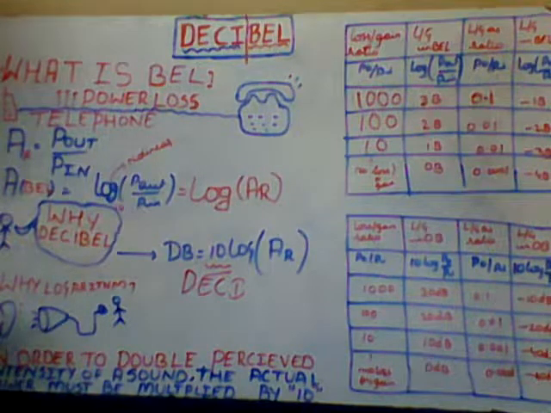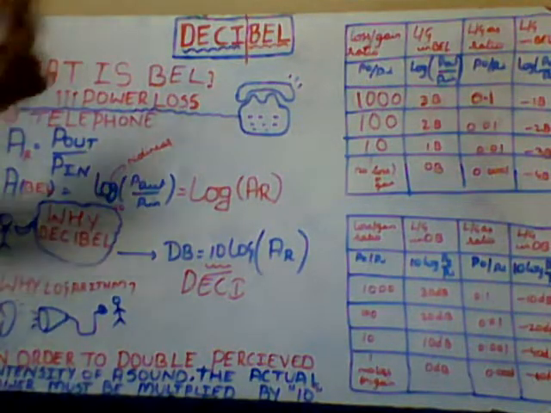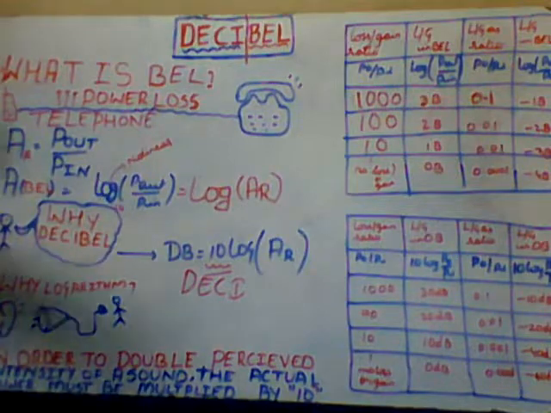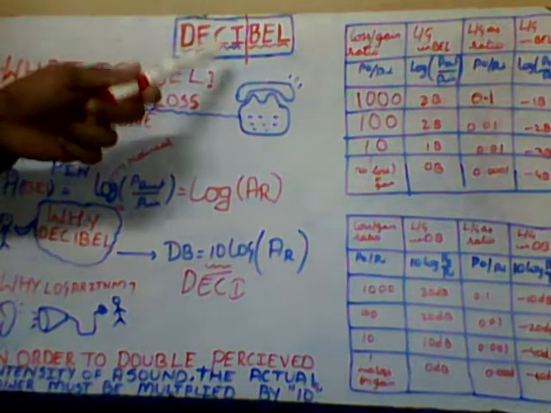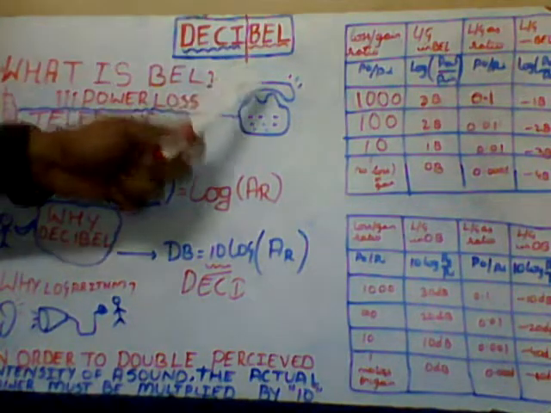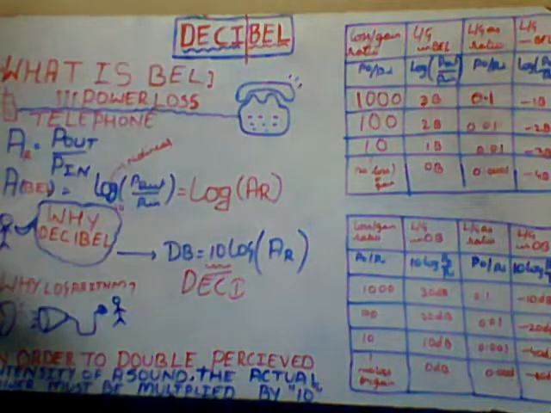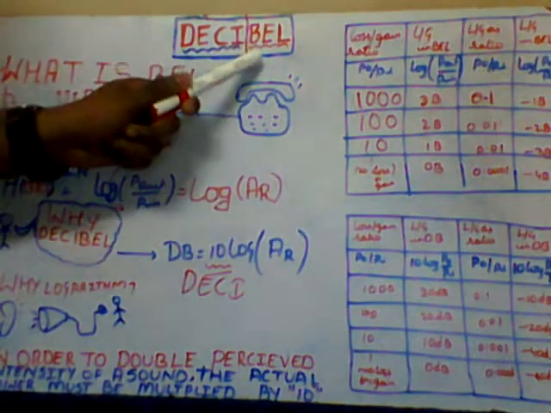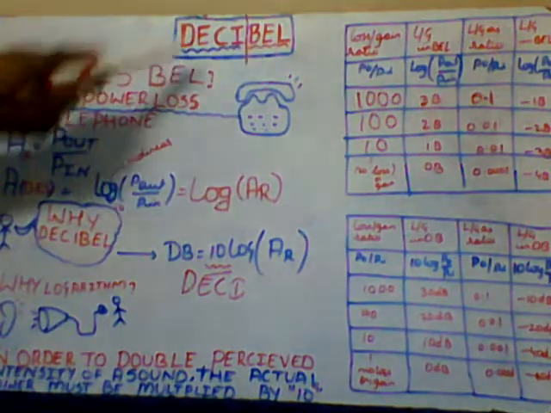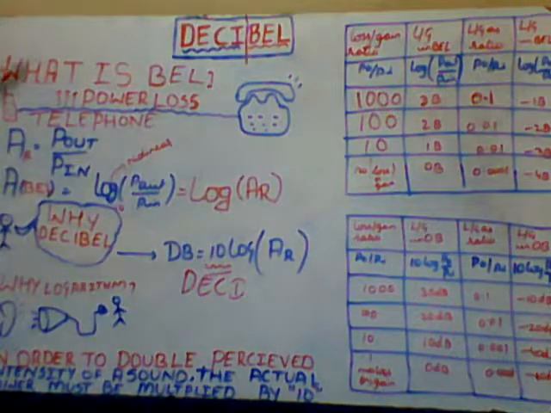Hi friends, today I am going to tell you a few words about decibel. This word is used as a measurement unit in various fields of engineering, and the word bell is the root word for the word decibel. What is bell?